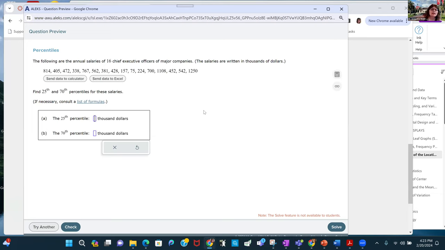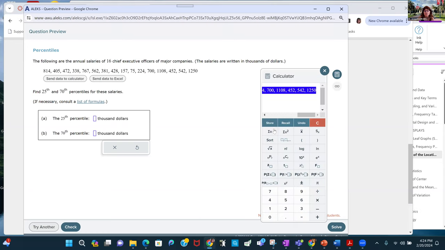The following are the annual salaries of 16 CEOs of major companies. Find the 25th and 70th percentiles. So now they do actually let you send the data to the calculator. So you want to send the data to the calculator and sort it. And you want to take 25% of the 16. That's a quarter, so that's 4.